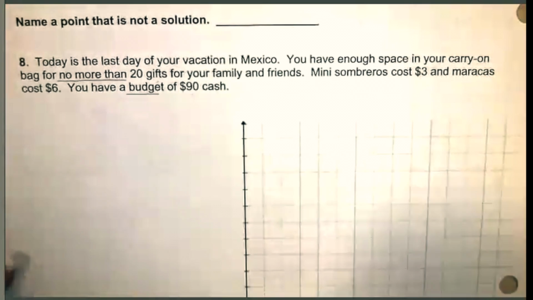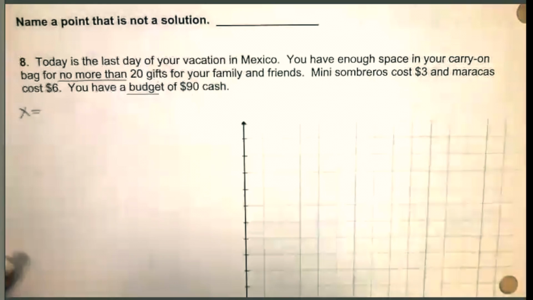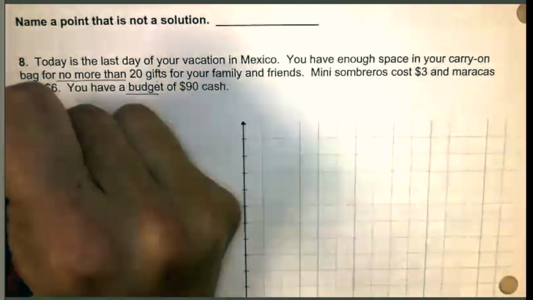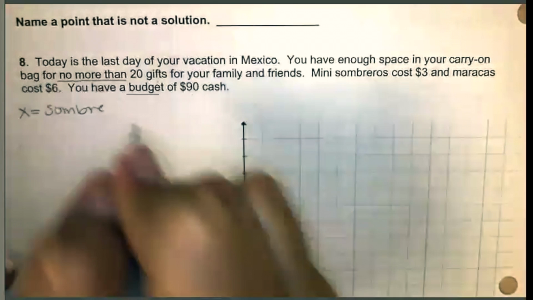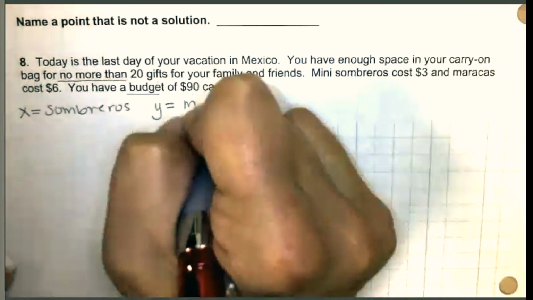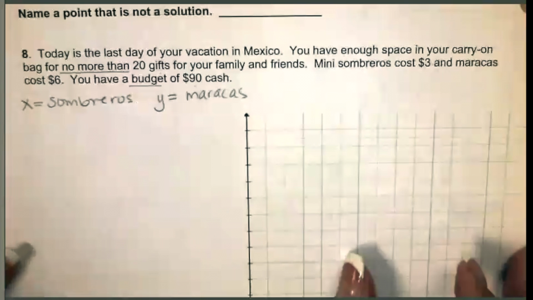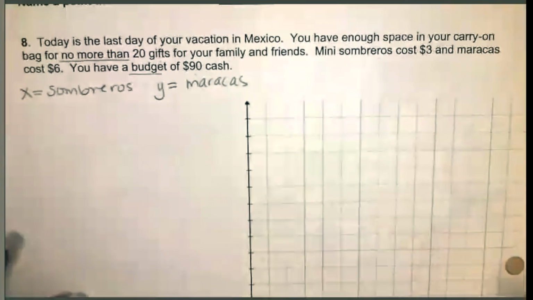What we're talking about here is the sombreros and the maracas. So that's where we want to start. Define our variables. So X is going to be our sombreros. Y is going to be our maracas. Now that we've defined our variables, we can get started with our two inequalities.